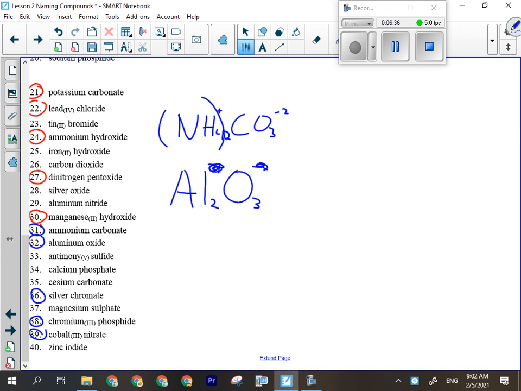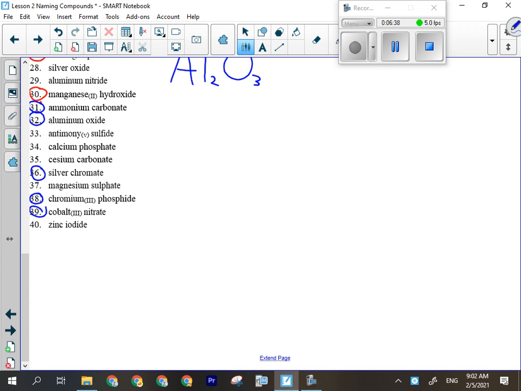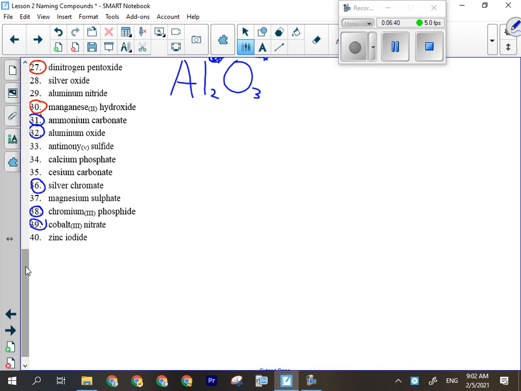All right, for number 36, we've got silver chromate. So we've got Ag. Is silver a metal? Yes, +1. And then chromate, CrO4, and it's -2. So on this one here, we're going to drop and swap. The 1 will go here, so we're not going to need brackets. The 2 will come here.